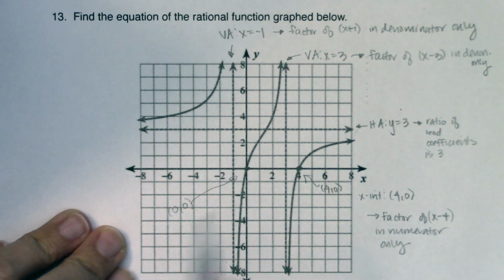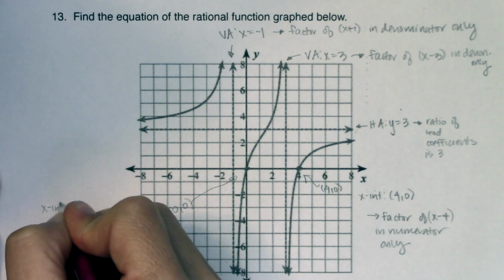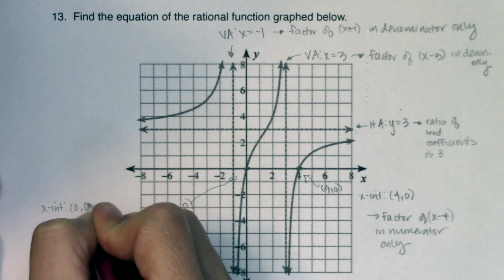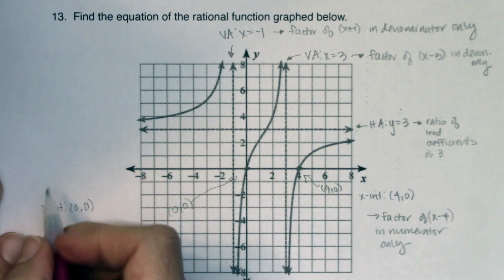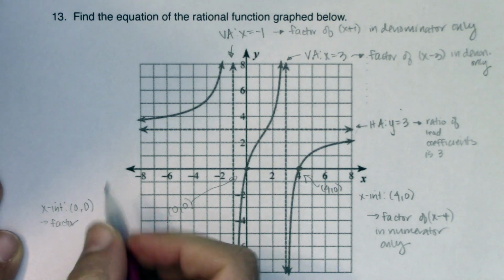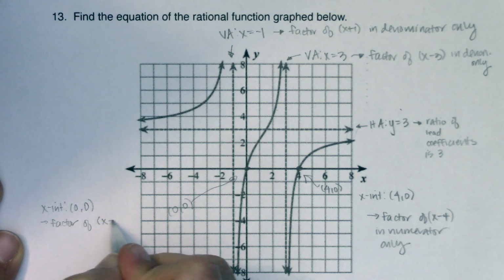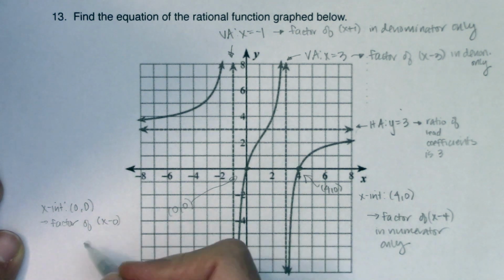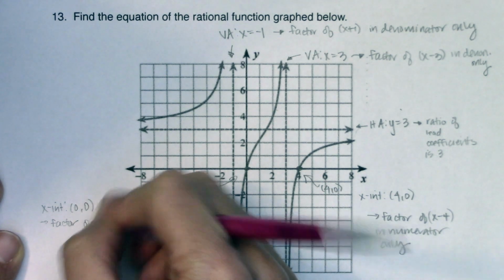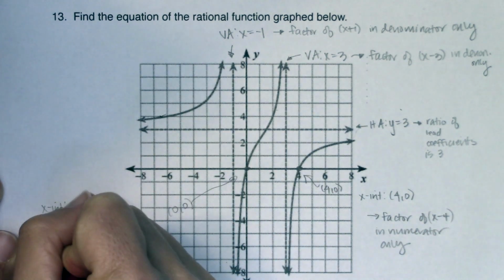And then similarly, because I have one at the origin, right? And I'll put this over on this side just because I'm running out of room. Since I have an x-intercept at 0, 0, that tells me I'm going to have a factor of x minus 0, but we don't usually write x minus 0. We'll just write x. And again, that's going to be in the numerator only.